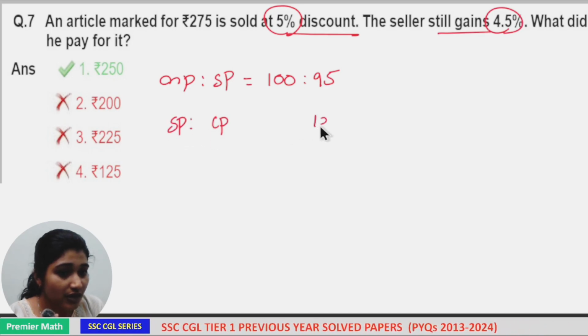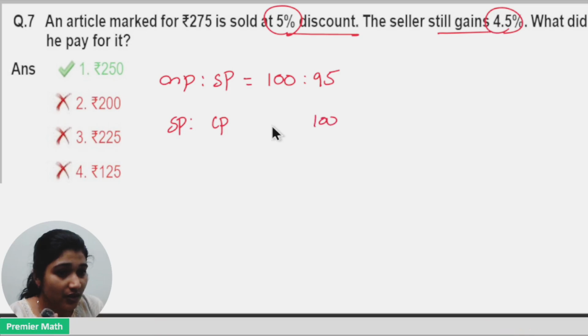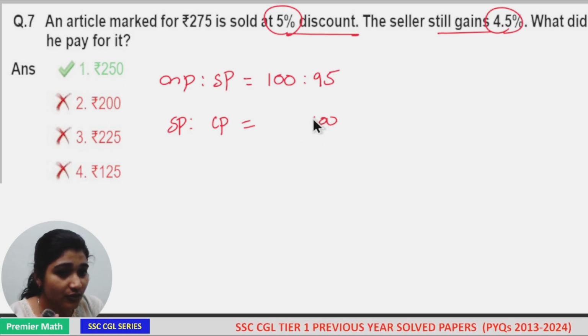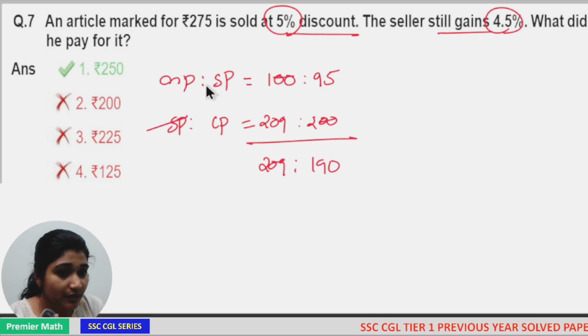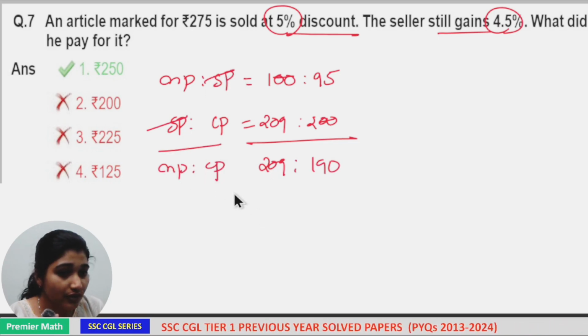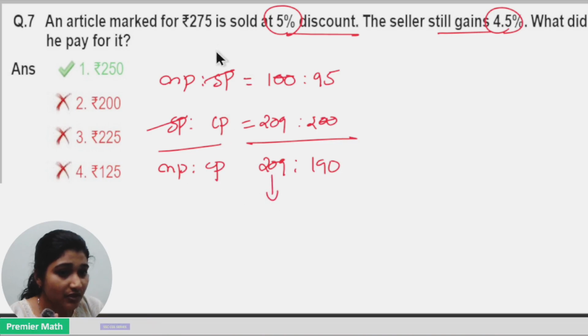If cost price is 100 rupees, then sell price becomes 104.5 rupees. Now, to remove this decimal, multiply it by 2, which means cost price is 200 rupees, then sell price is equal to 209 rupees. 0, 0 cancel, take the ratio. This is 209 and this is 190. Here sell price cancels. This is the marked price and cost price ratio. Now marked price is 209 parts, which is equal to 275 rupees.